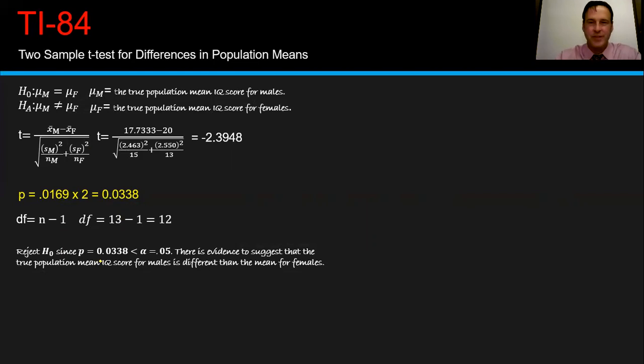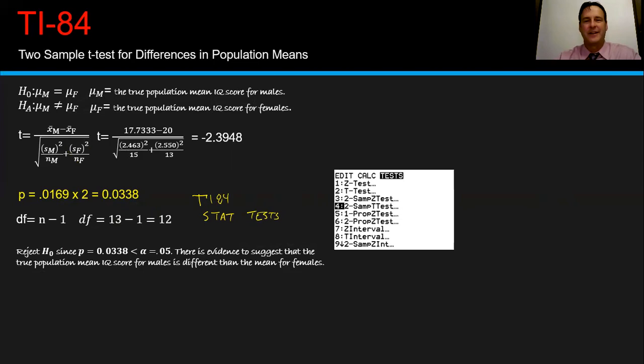So here's what you can do if you like. You can go to your graphing calculator, your TI-84, and we're going to again go to stat, and we're going to go to tests. In this case, this is called a 2-sample t-test. That's the short, truncated representation of what you see here as a title, 2-sample t-test for the difference of population means. But it's command 4, so we'll select that.